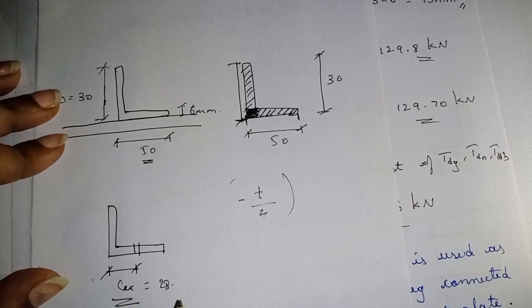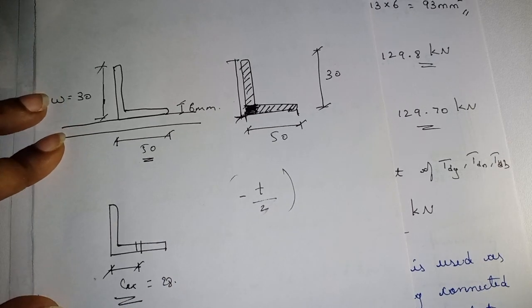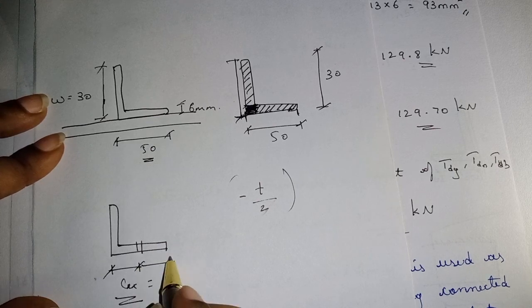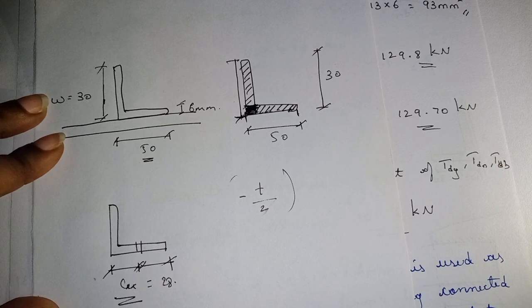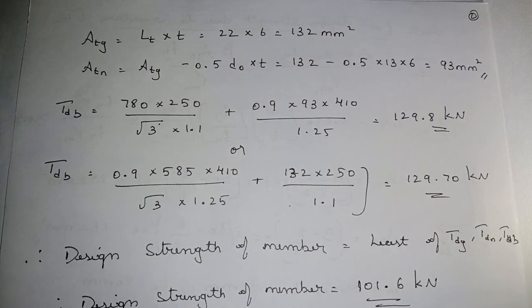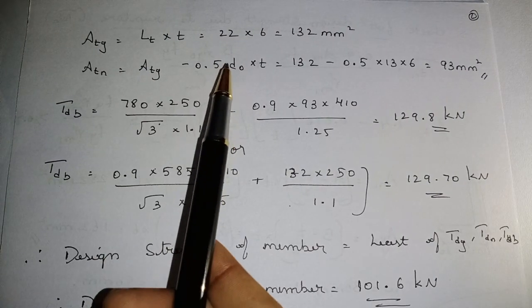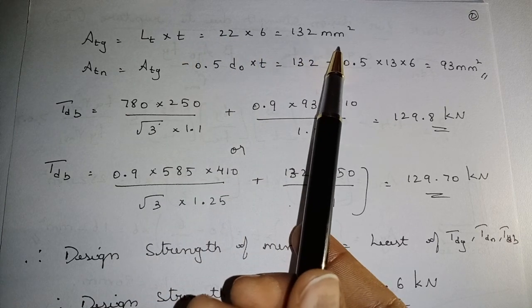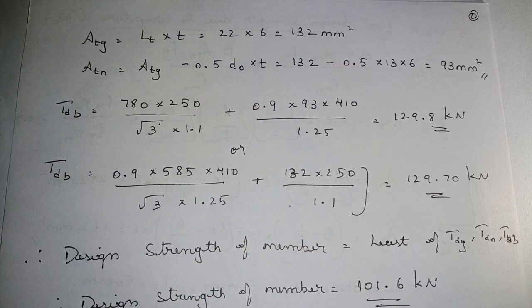Okay, so now whatever you are seeing, it is in the plan, right? So that will be this you need to find it out. Okay, for 50 minus 28. Okay, so that is 22. Okay, 22 into T, so 132 square. Next, ATN is equal to ATG minus 0.5 times D naught into T.